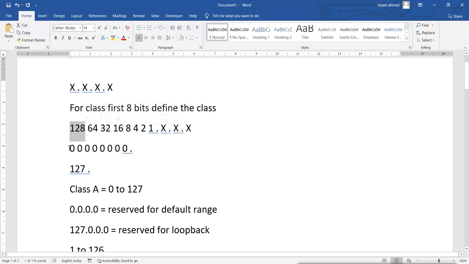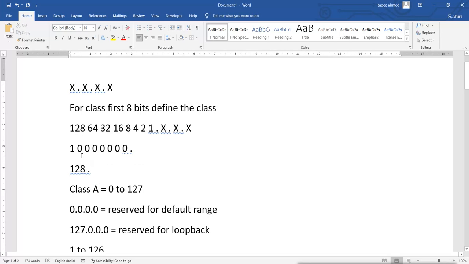That means if the first bit is 0, then you will never go to class B. You will always remain in class A. So it is reserved that your first bit must be on. When this bit is on, your value will always be 128 or more. If only the first bit is on and all the rest are off, you get 128 and you start in class B.